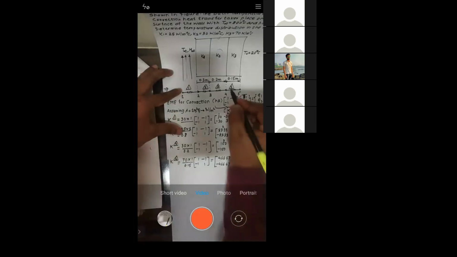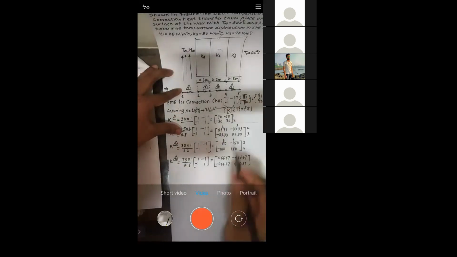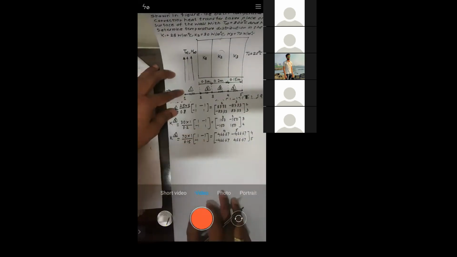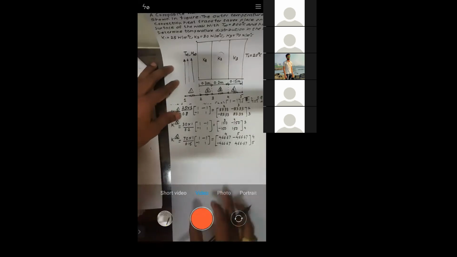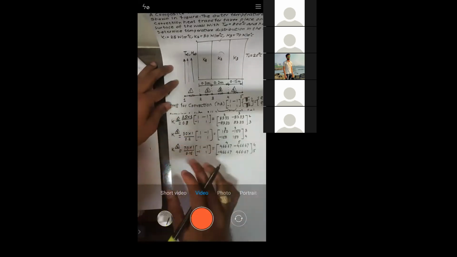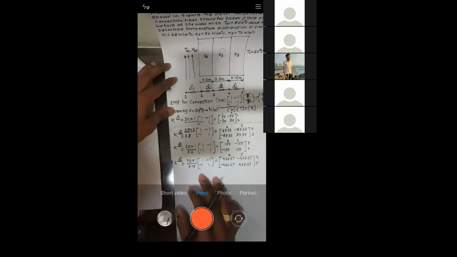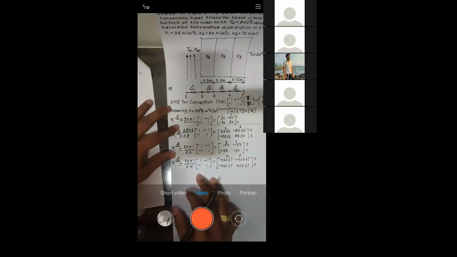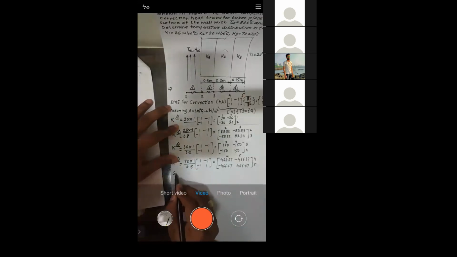Yes. See, the element number 4 is between nodes 4 and 5. Is it okay? Yes. So there are 4 elements and we have 4 element stiffness matrices. Now we need to form the global stiffness matrix. So tell me, what is the size of the global stiffness matrix?